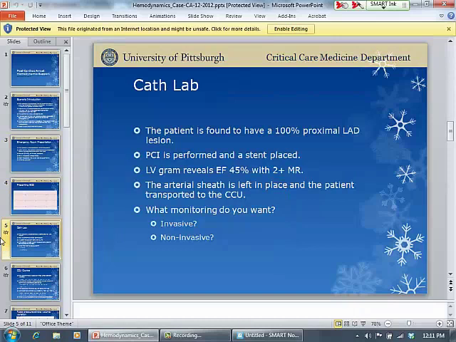the patient's found to have 100% proximal LAD when he goes to the cath lab, and they perform PCI, place a stent. They do an LV gram, and it's 45% with 2+ MR. So interpret this for me. What does 45% with 2+ MR mean to you? Is he doing well, poorly? What's that mean? Why poorly? 45% is not that bad. 55 is normal, right? Okay, exactly.